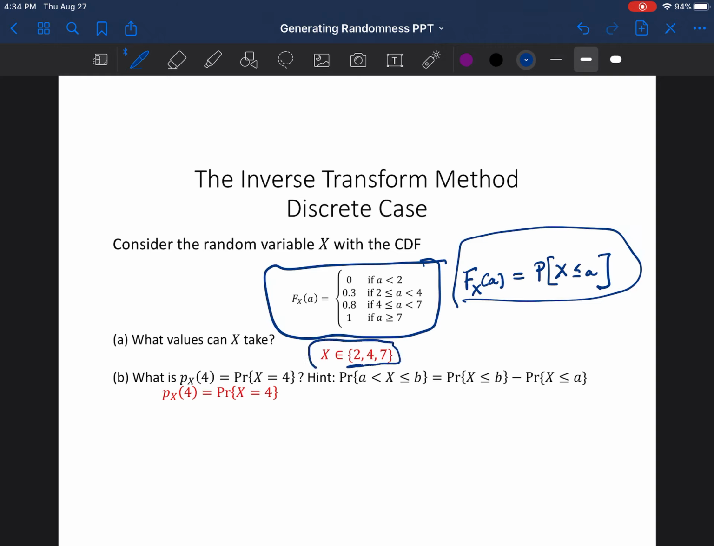Similarly, you can make the same argument that it can only assume the values 2, 4, and 7. If that's not clear to you, you should try to convince yourself of that. And if you still have questions, come and talk to me. I can show you the math of that.